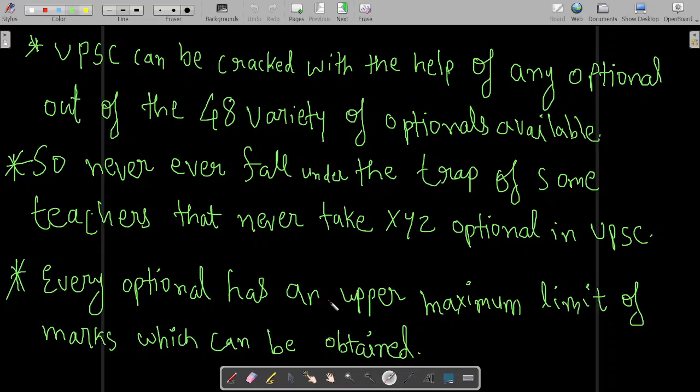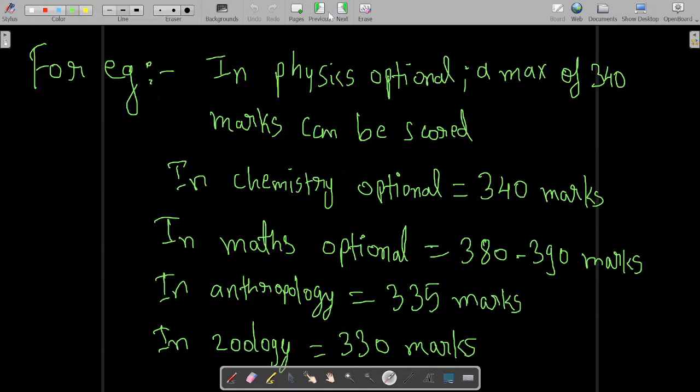Now every optional has an upper maximum limit of marks which can be obtained. For example, in physics optional, a maximum of 340 marks can be scored. The highest till now is 360, I suppose, in physics optional, but those are exceptions. I am telling you about the regular upper limit, meaning the highest that people score every year.